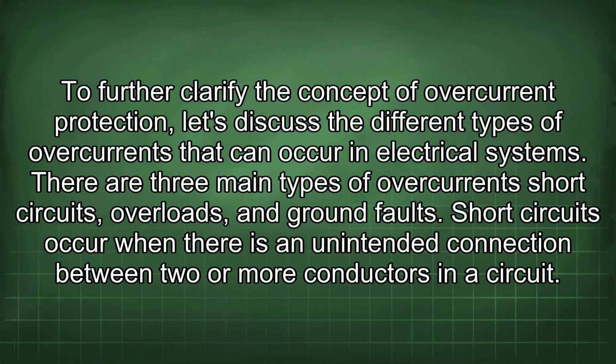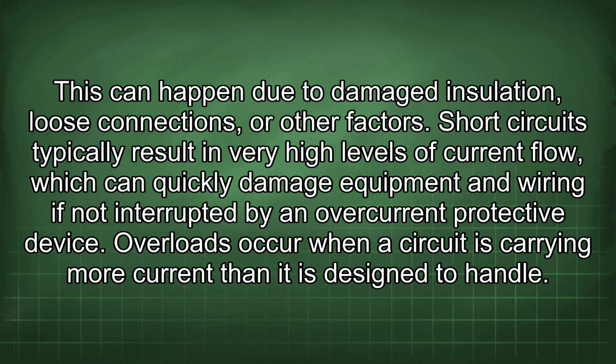To further clarify the concept of overcurrent protection, let's discuss the different types of overcurrents that can occur in electrical systems. There are three main types of overcurrent: short circuits, overloads, and ground faults. Short circuits occur when there is an unintended connection between two or more conductors in a circuit. This can happen due to damaged insulation, loose connections, or other factors. Short circuits typically result in very high levels of current flow, which can quickly damage equipment and wiring if not interrupted by an overcurrent protective device.